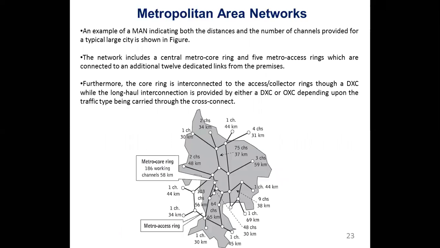So distances and number of channels are provided for a typically large city, and the network will include a central metro core ring and 5 metro core rings, which are connected to additional 12 dedicated links from premises. The core ring is connecting to the access or collector rings through a DXC, whereas long haul interconnection is provided by DXC or OXC, whichever you use, depending on the traffic type being carried through the cross-connect.